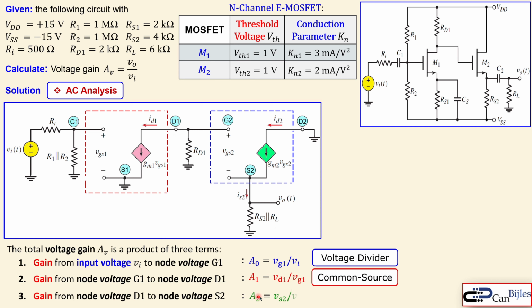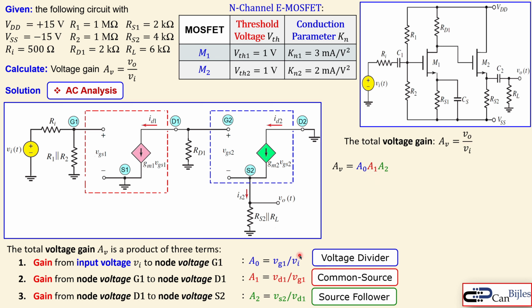And we have here the A2, which is then for VS2 over the D1. So that's actually here, and that's the source follower. So we have seen these circuits also in the previous videos. So we can say now the total voltage gain is expressed, but it can be multiplied by three terms. So A0, A1, and A2. So let's do that as we have it here, and then determine the specific parts here.